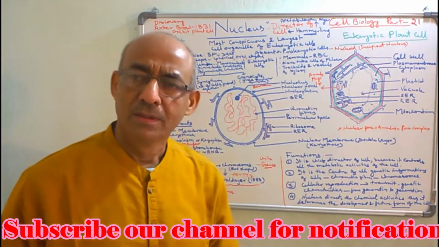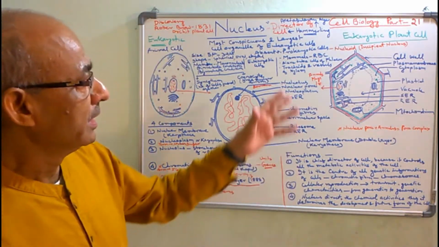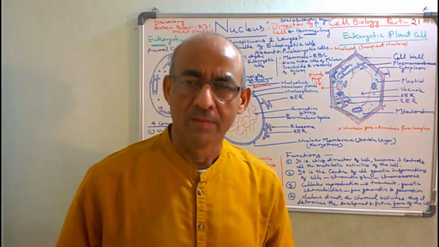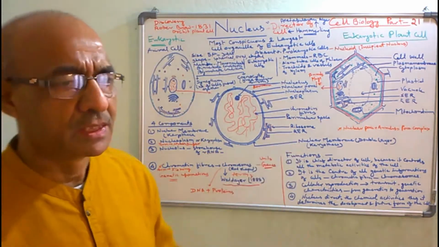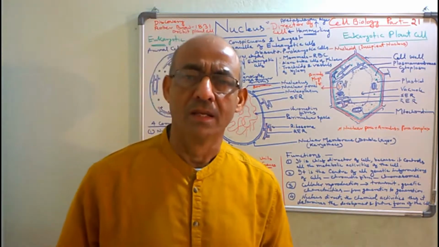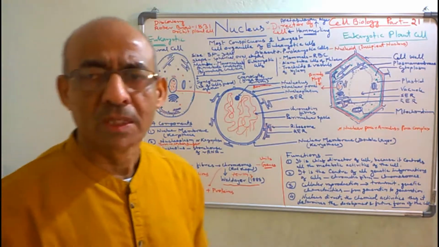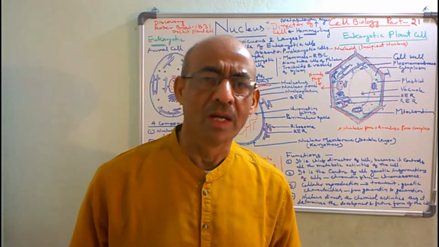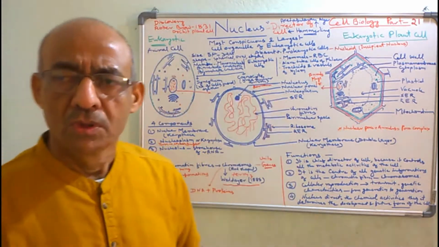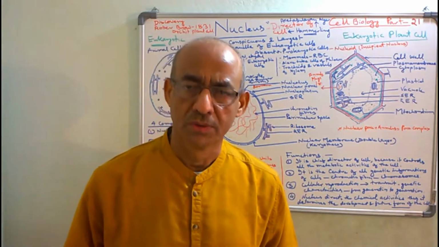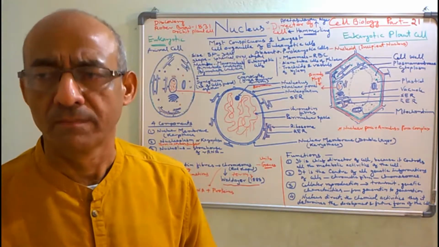Actually, with his experiment on Acetabularia alga, he found that the nucleus of the cell controls all the metabolic activities, all the biological and chemical activities of the cell. So he proclaimed the nucleus as the director or master of the cell.